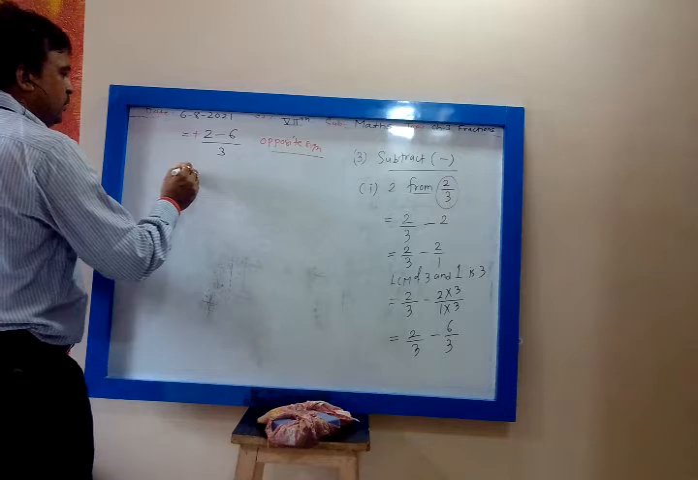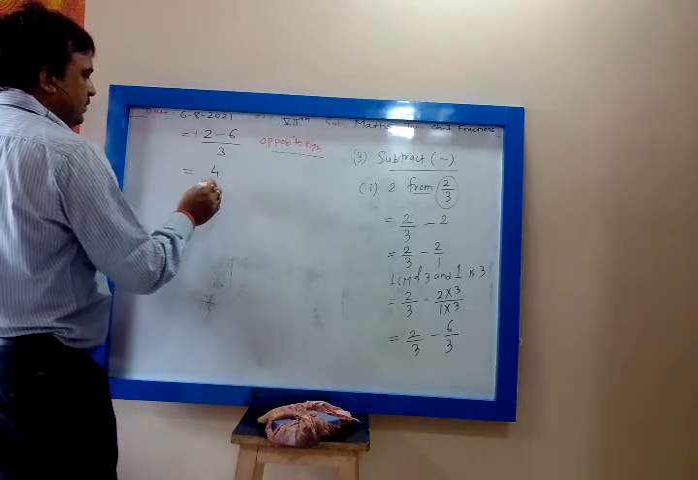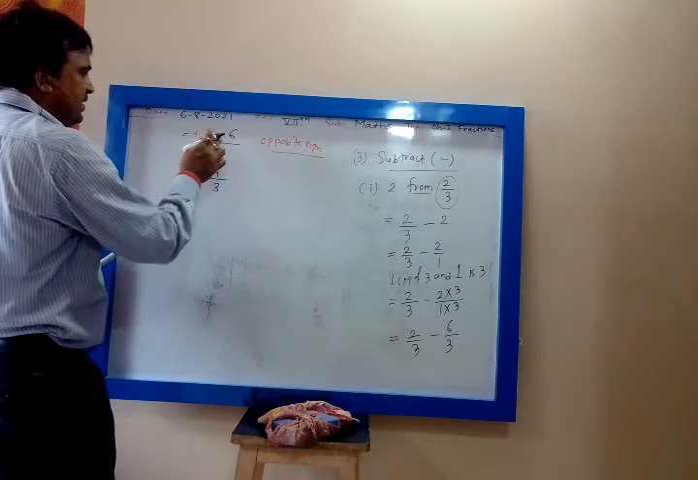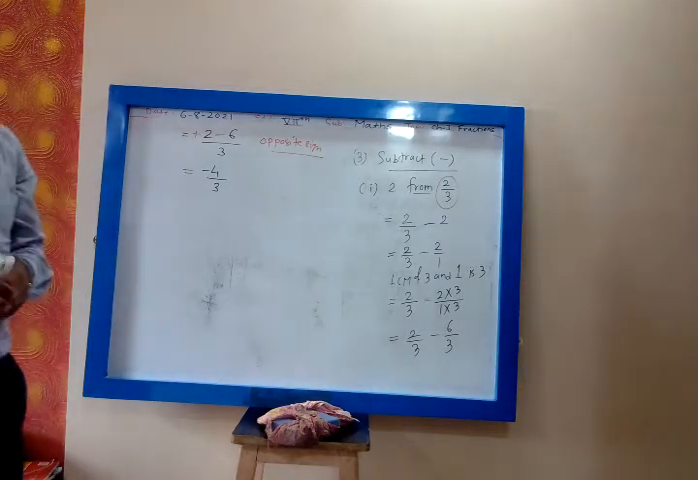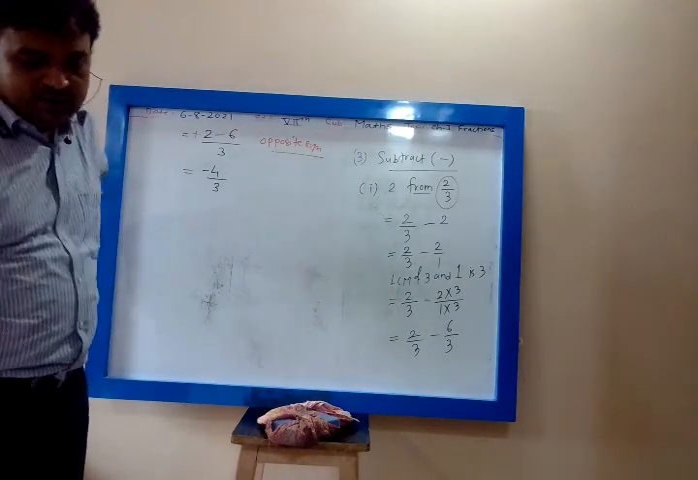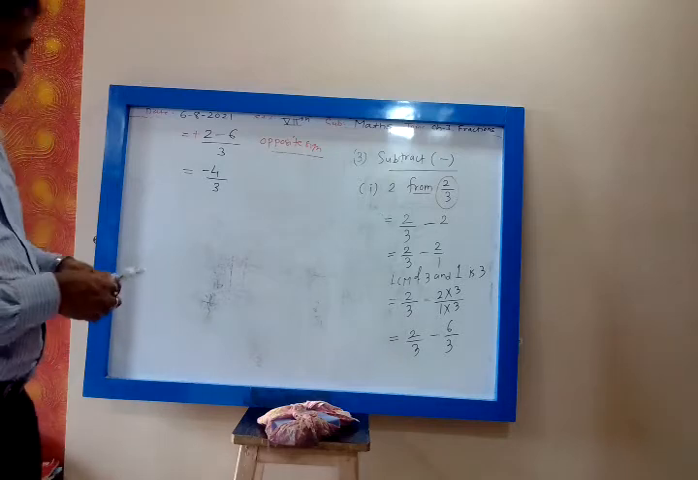6 minus 2 is 4. 4 upon 3. But which number is bigger? 6. So the answer is not 4 upon 3. Answer is minus 4 by 3.